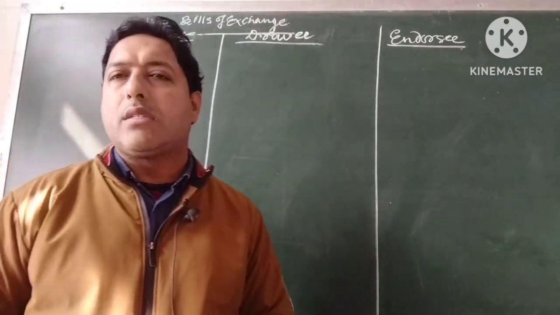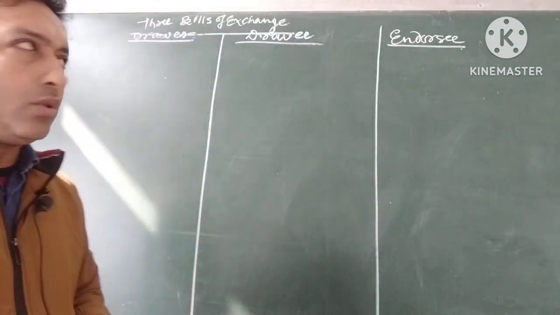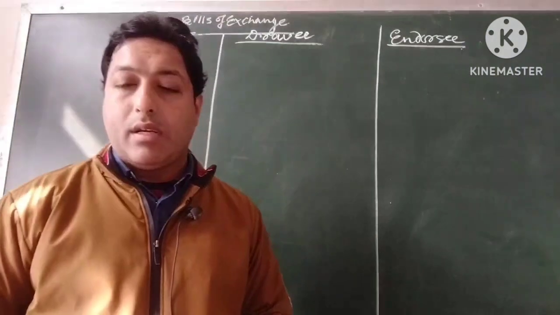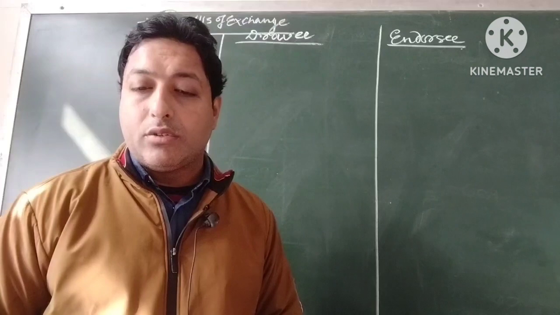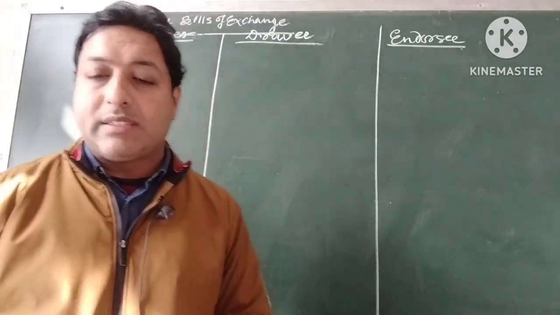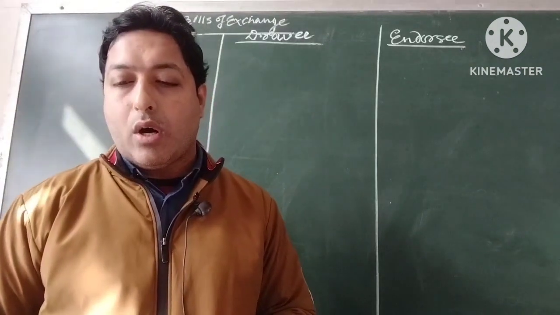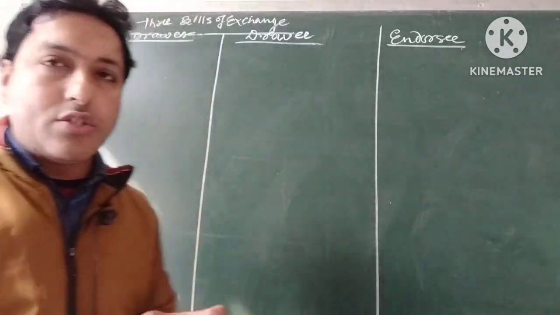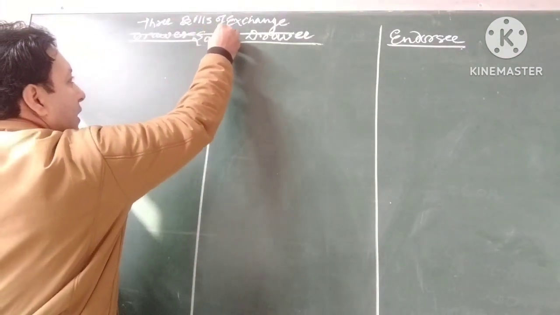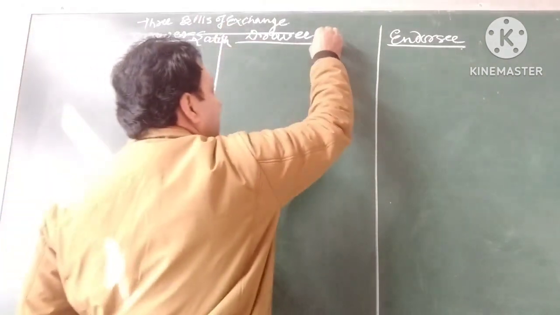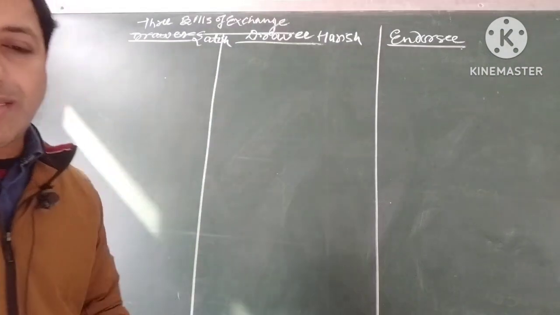What is the topic? Bill of exchange. Question number 19. Three bills of exchange, how many types are given here? Three bills given. On the first Jan, Satish drew on Harish bills. So Satish is the drawer, it means seller, and Harish is the drawee, it means buyer. Is that clear? So, next thing.